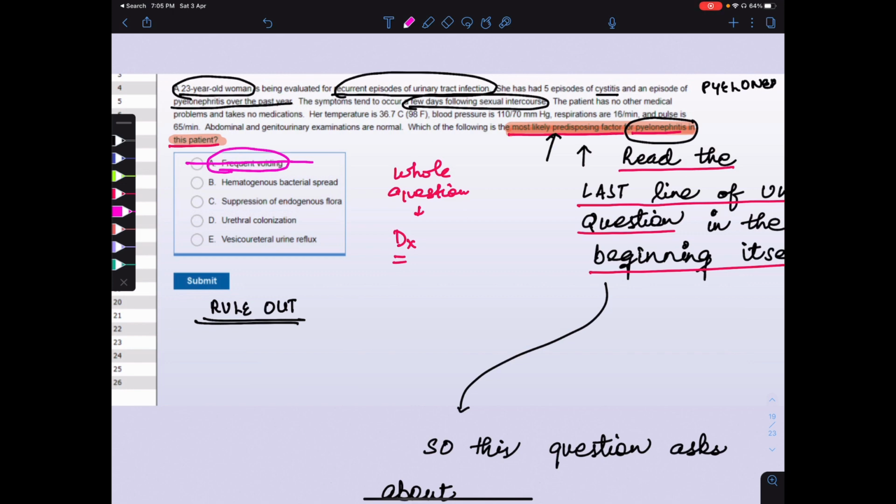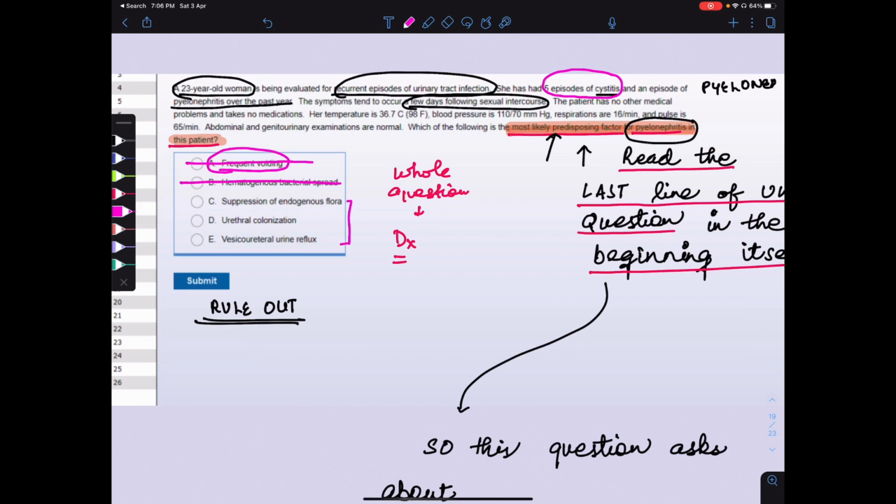Hematogenous bacterial spread. They have already told in the question that this patient had a lot of episodes of cystitis and pyelonephritis in the previous time also. So hematogenous bacterial spread doesn't seem to be an assuring answer for this question. So you cut this one also, right? Now these three options are left.